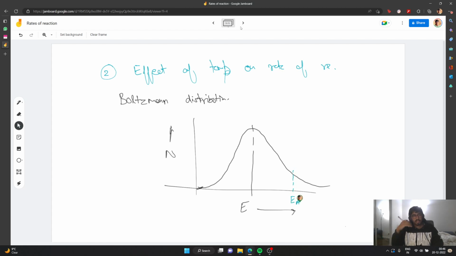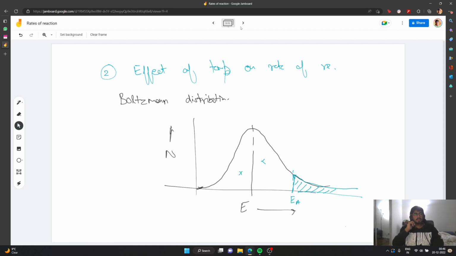So the idea here is, if particles are above this barrier of activation, whatever this activation energy is, if they are above this barrier, then the reaction will happen. So out of all the particles that are there, if these particles collide with each other, then the reaction will happen. Otherwise, the reaction will not happen because these particles are too slow. So this is the idea, right?